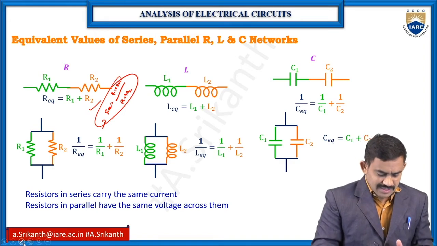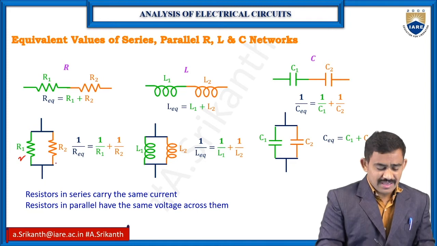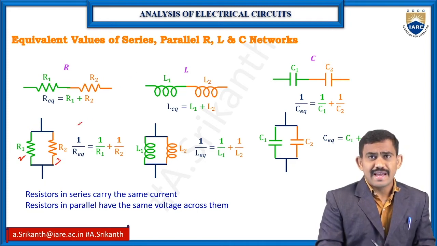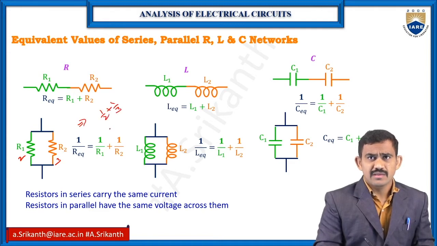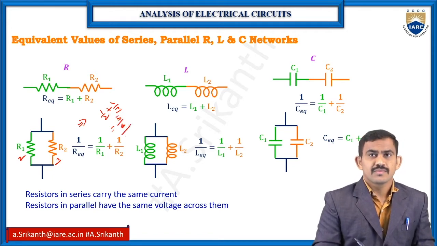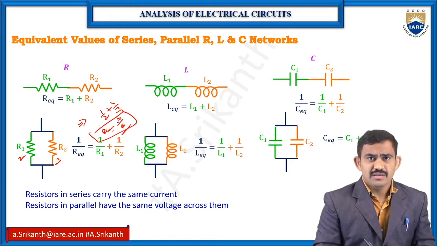Why? Suppose I have 2 resistors in parallel, 2 and 3. In general, we'll do like this: 1 by 2 plus 1 by 3. My value is 5 by 6. Am I right? So 1 by 2 plus 1 by 3, the value is 5 by 6 for R equivalent. Am I right? Is that the answer? No, it's wrong.